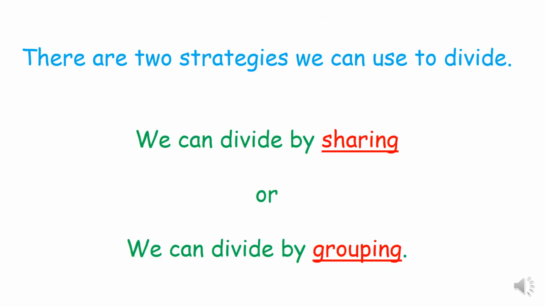Now, all week we've been practicing division, and we know now there are 2 strategies, that means 2 special ways that we can divide. We can divide by sharing, and we can divide by grouping. So dividing by sharing. So when we share with our friends, we make sure we all have an equal amount, so it's fair. The same with sharing in math.